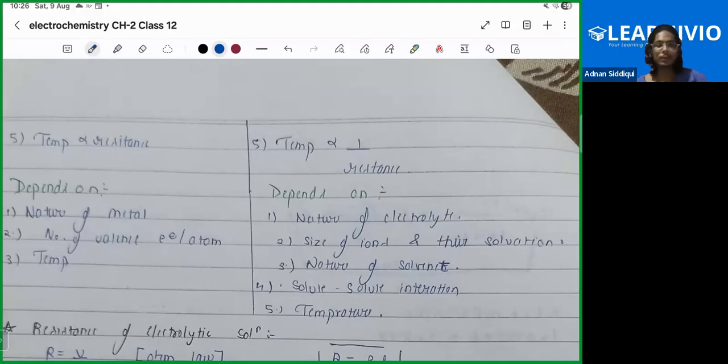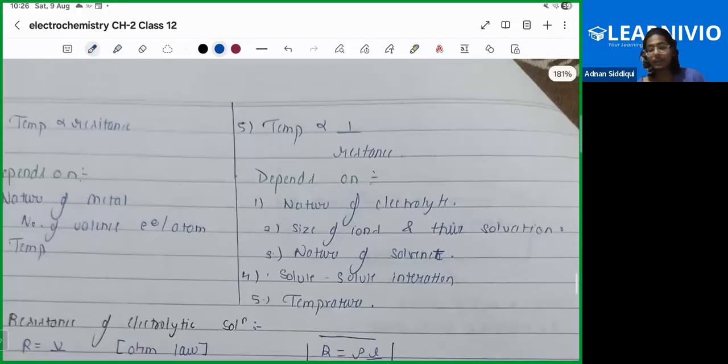Now, what does conductance depend on? The metallic part, it depends on the nature of metal basically, number of valence electrons. If the electrons are more, the electricity will be more, and the temperature. For your electrolytic solution, the conductance will depend on the nature of electrolyte. We have basically two types of electrolyte. One is strong electrolyte and one is weak electrolyte. What is a strong electrolyte and what is a weak electrolyte? Can you differentiate between these two?